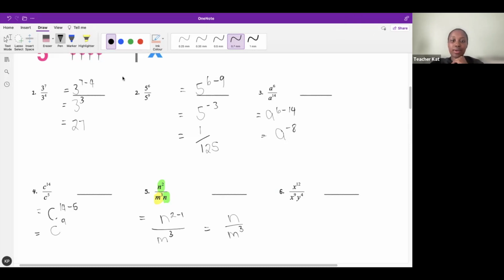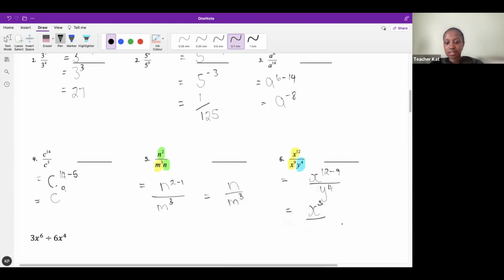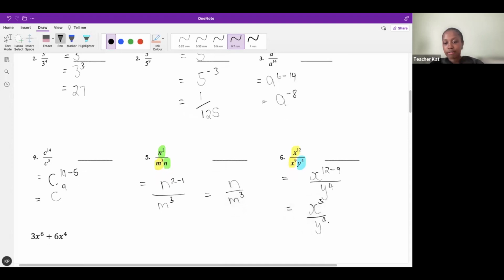Okay, next one. We have 2 variables again. We have an x and we have a y. So the only one we can subtract really in this case is the x's. So this will be equals in the numerator x to the power of 12 minus 9 over y to the power of 4. So x to the power of 12 minus 9. What's my new exponent for x? Thank you. It is 3 over, let me move this down a little bit, y to the power of 4.